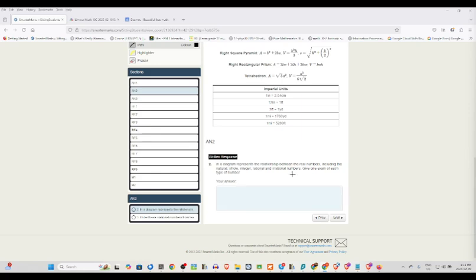Now here in a diagram, we can't really do a diagram here, so we're going to have to do it on paper. But we're representing the relationship between the real numbers, including the natural whole. I've actually rephrased this one. It should be give one example of each. So I've rewritten the text since I generated this.